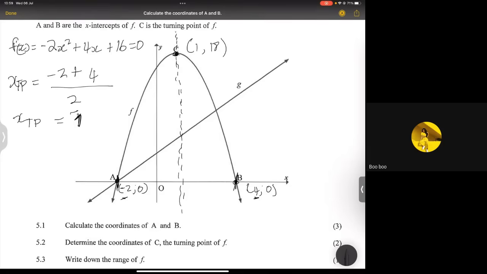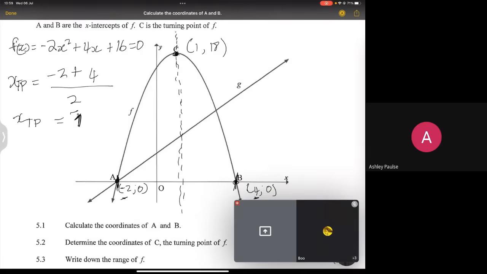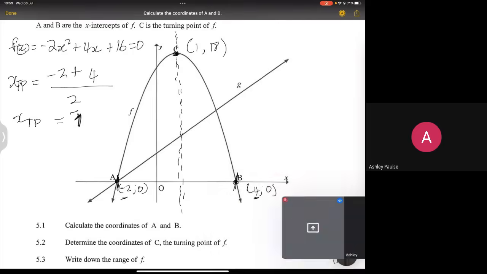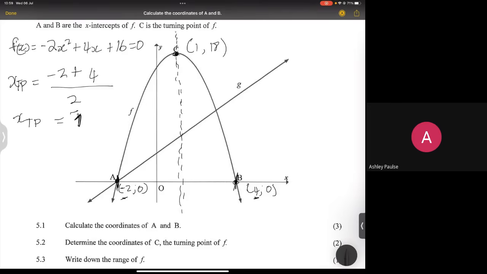Are there any questions? Can you please re-explain 5.2, the second part, to get the y value of the turning point?